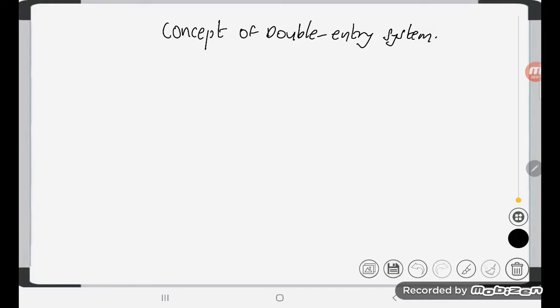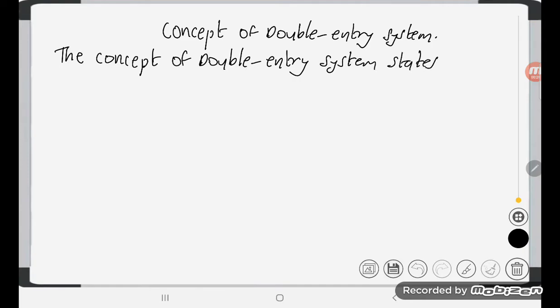Today we are going to see the concept of double entry system.